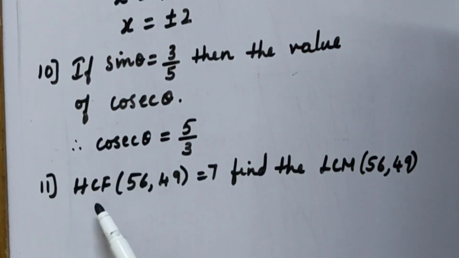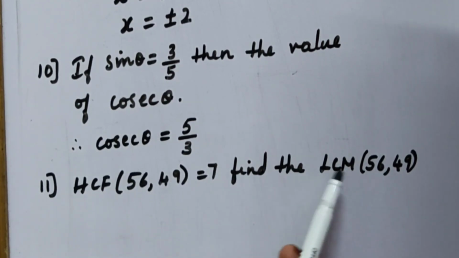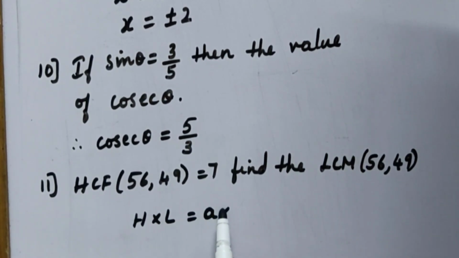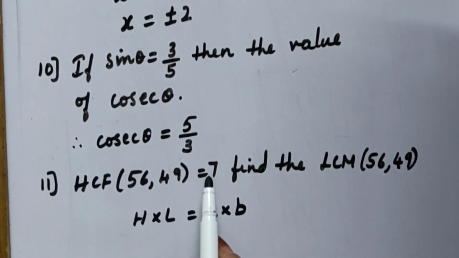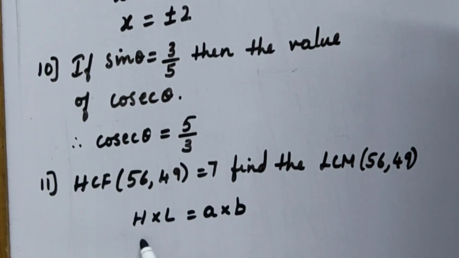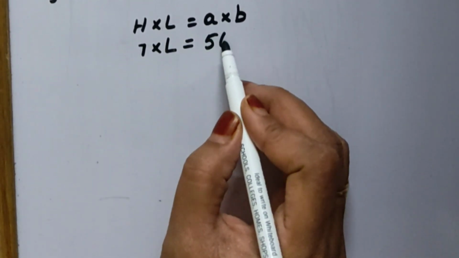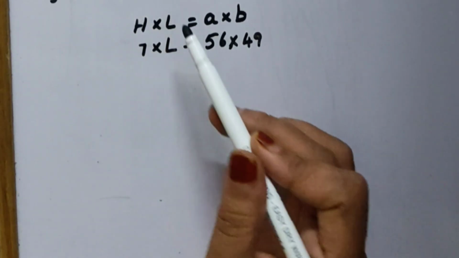Now, here is the next question. The HCF of 56 and 49 is 7. We need to find out the LCM. We know the formula very well, that is HCF into LCM equals A into B. Or we can write capital A, capital B as well. The HCF of these two numbers will be 7 and the LCM we need to find out equals, the numbers are 56 into 49.